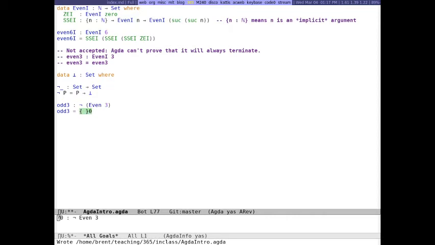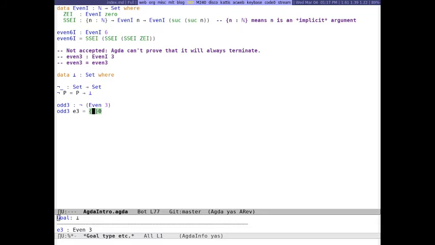How can I prove this? Well, this says you need to prove not even 3. But we know that not even 3 really means even 3 implies bottom, a function from even 3 to bottom. So really that means I'm being given a proof that 3 is even, and somehow I have to produce a proof of bottom. If I load this again, I added an extra argument here because I really know this is a function type. And now if I ask for the info in that hole, it says E3 is a proof that 3 is even, and your goal is to prove bottom.